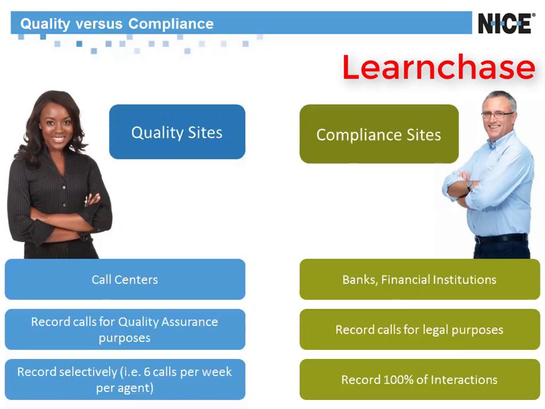So what is actually done in quality sites from a technical perspective? Quality sites record selectively. That is, suppose 6 calls per week per agent or as per the requirement. Whereas compliance sites record calls 100%, like all calls coming into or going out of the contact center are recorded.